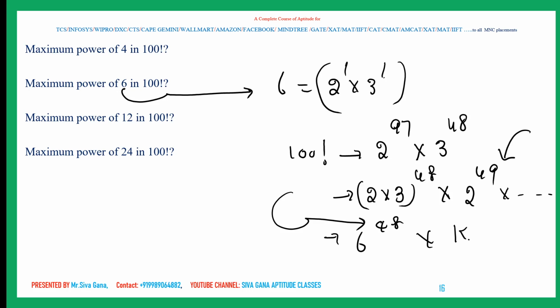How many more? 49 more available, but 3's are not available. So we can frame up to 48. So the maximum power of 6 in 100 factorial is 48. For composite numbers, for finding the maximum power, this is the process.